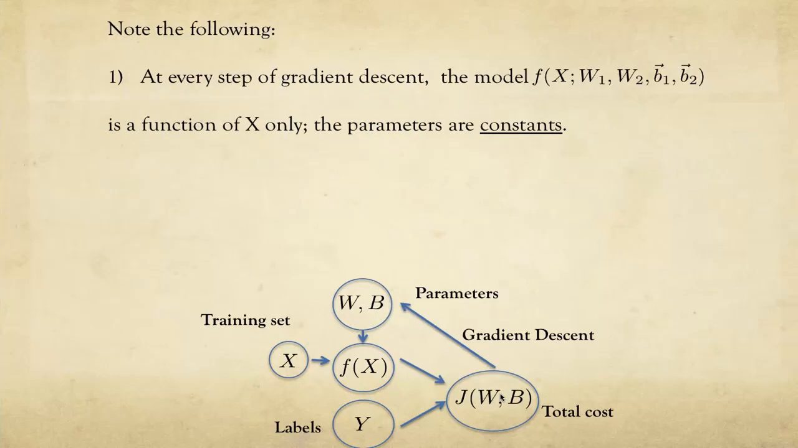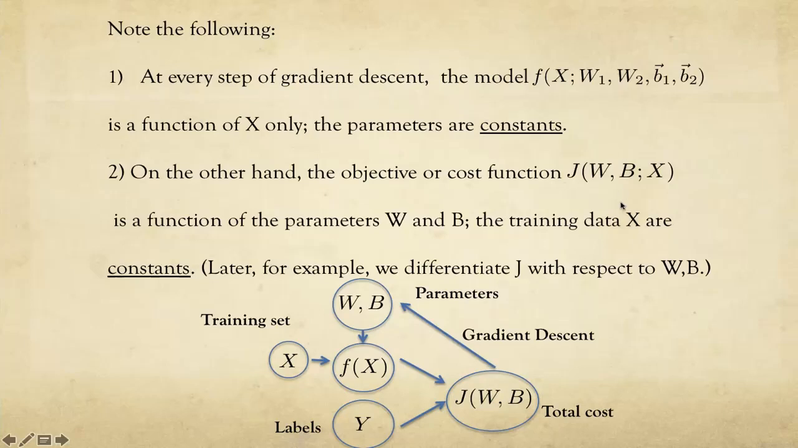And so a couple of things I want to say before we end. At every step of gradient descent, notice our model, our function, is a function of x, and these are the parameters. And so these are constants at any given step. These have been fixed. On the other hand, the objective function, the cost function, is a function of the parameters. So now the data is fixed, so that this is a function of the parameters only. And so this distinction is very important: f is a function of the images, x, and J, the cost function, is a function of the parameters, W and B.